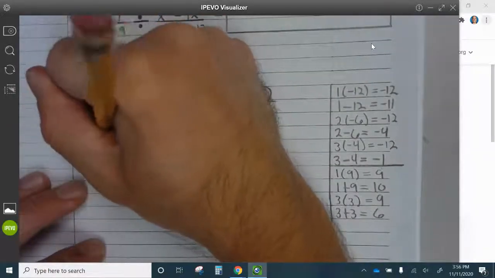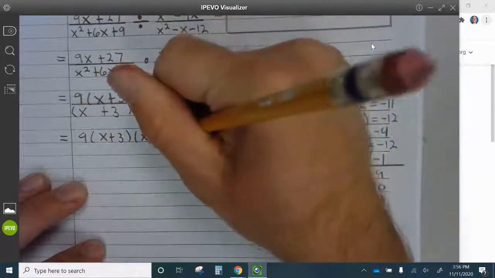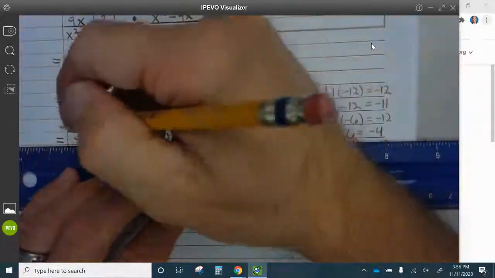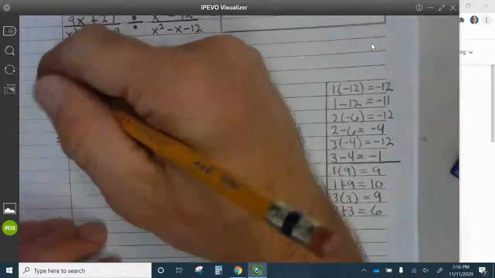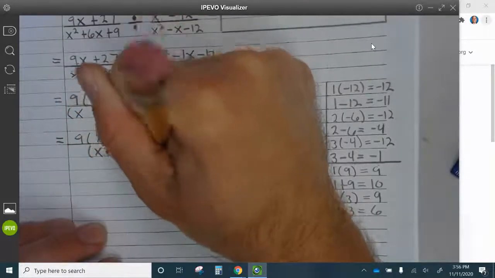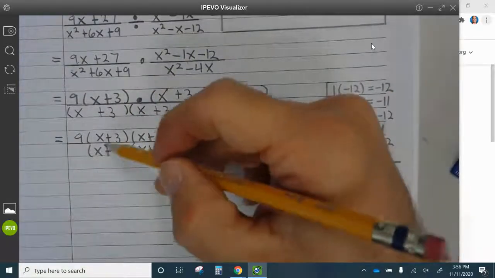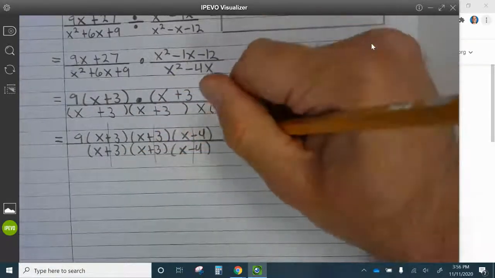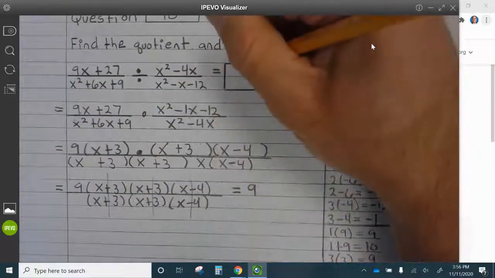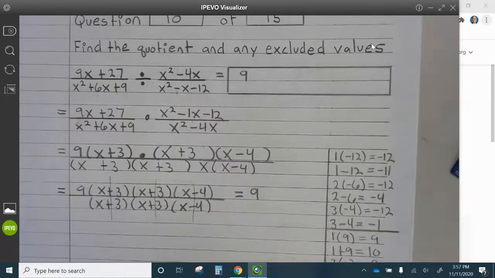So then let's just leave that 9, x plus 3, x plus 3, x minus 4. And then if we just write it in the same order, x plus 3, x plus 3, x minus 4. Okay, this divides to 1, 1, 1. We're left with 9. So this divided by this equals 9, which is very interesting that all of that divided by all this would equal just a simple 9.